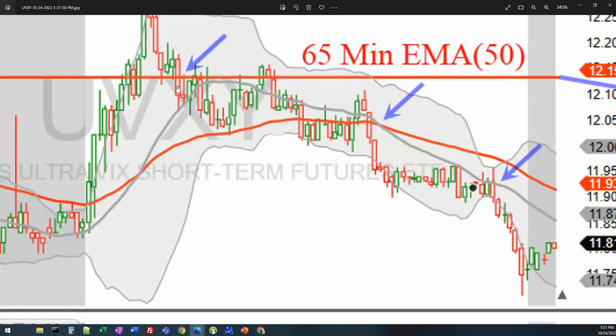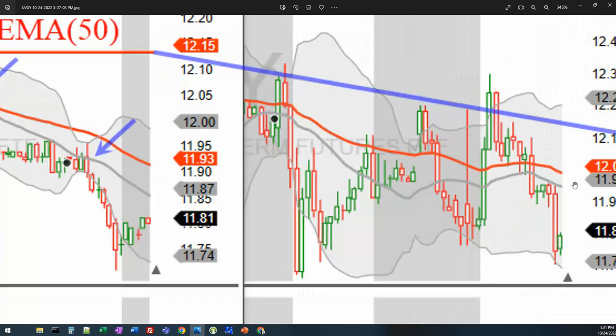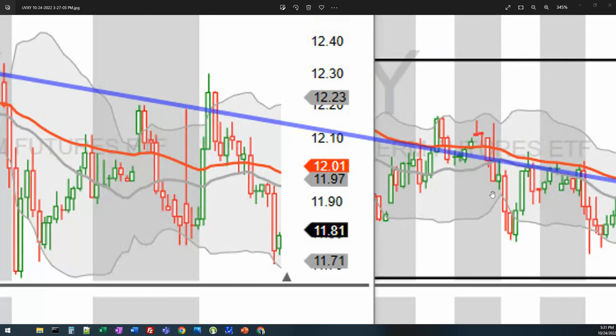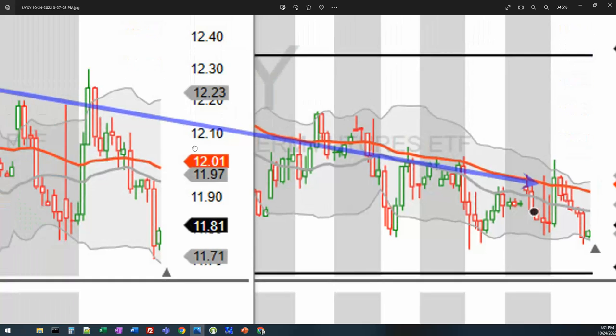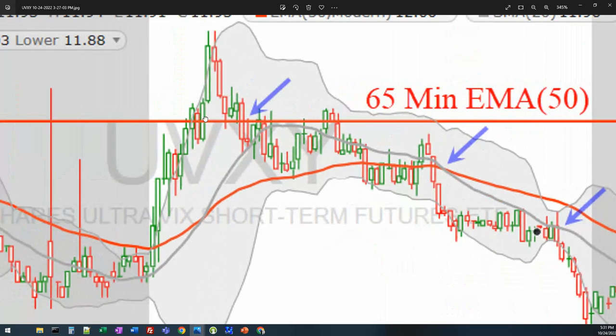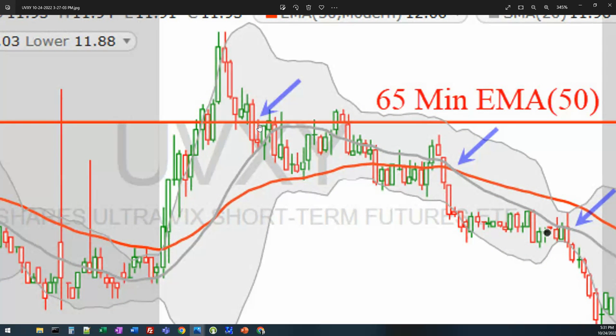Because that 5 minute candle closed straddling the 65-minute EMA line. Right there. That's the moment of failure. That's when I thought, oh, nope, you're going down, VIX. You failed the back test. That's what caused this. Yeah, this was the wick. This is the big long wick when it failed.